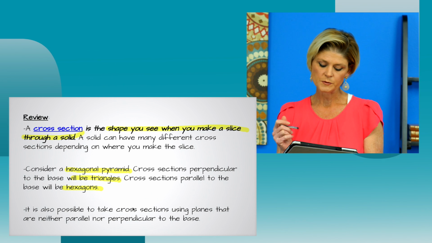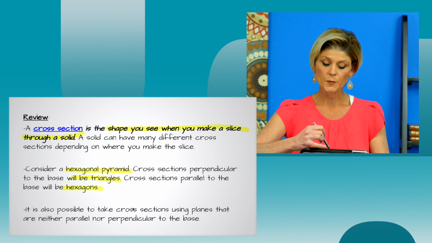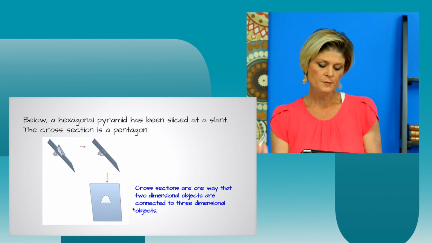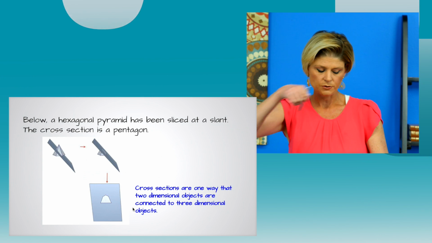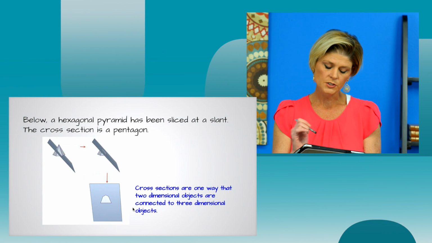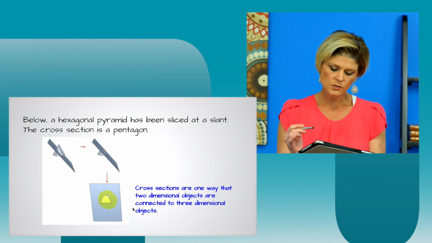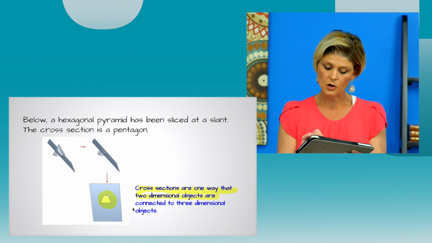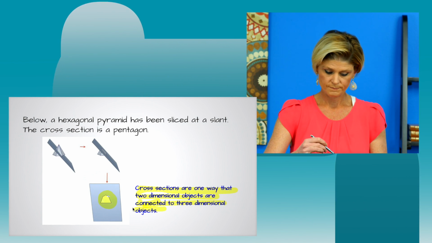It's also possible to take cross-sections using planes that are neither parallel nor perpendicular to the base. So, for example, look at this hexagonal pyramid. It has been sliced at a slant. It's actually going this way. So the cross-section is what? It's a pentagon. It's got 5 sides. So this is just to show you that cross-sections are one way that 2-dimensional objects are connected to 3-dimensional objects.